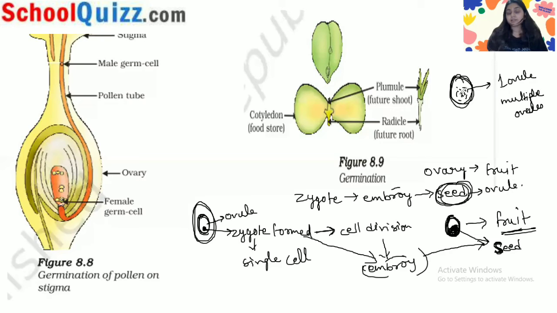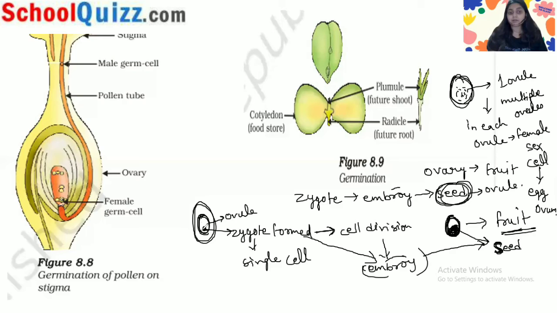Okay, in each ovule, if we have multiple ovules, in each ovule there is a female sex cell. This cell is called the egg or ovum. So the zygote is formed in the ovule, because the cell is in the ovule.